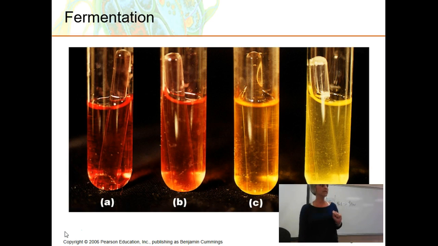Questions on fermentation? Is that part of the anaerobic? It is not. This is separate. Not all species can ferment. This is completely separate from cellular respiration.